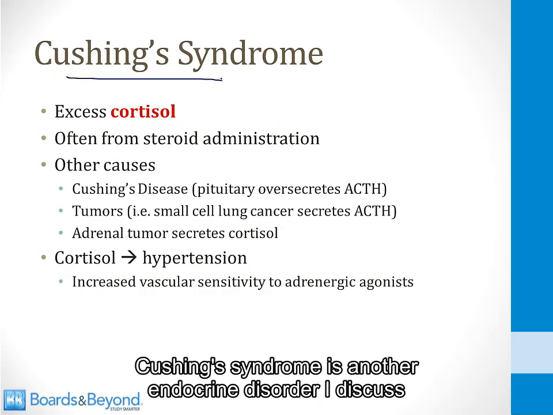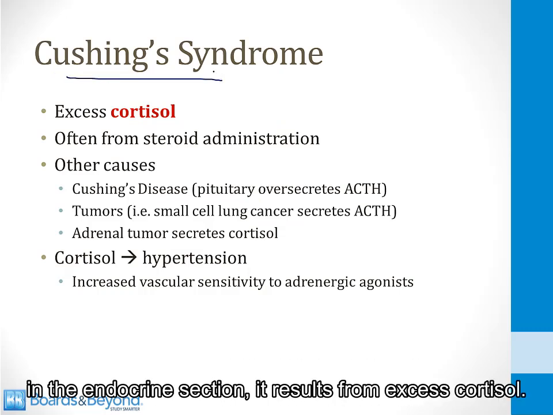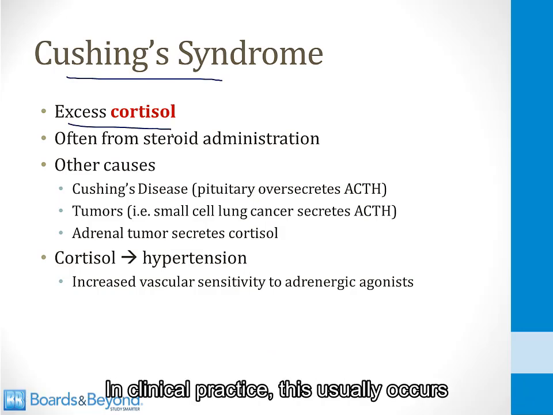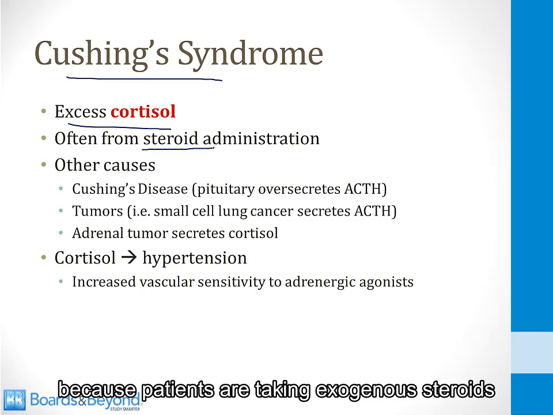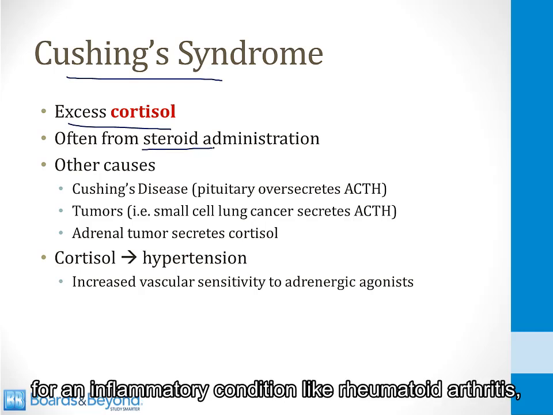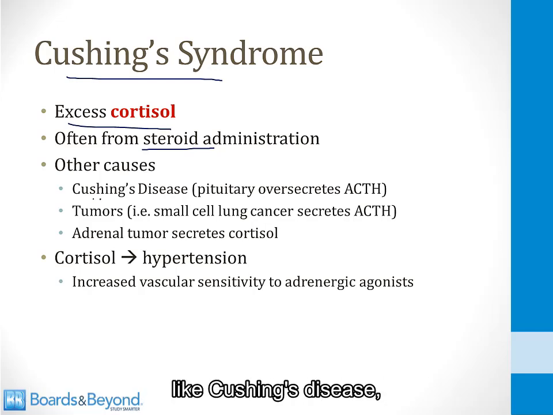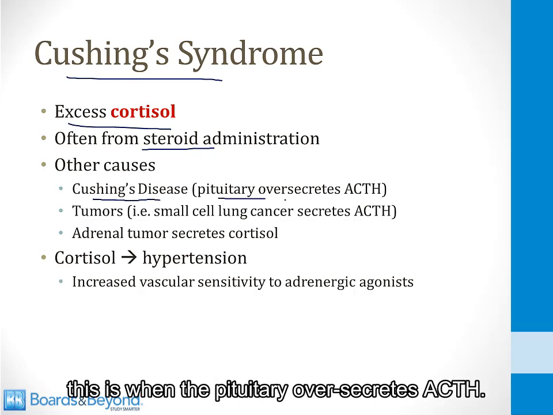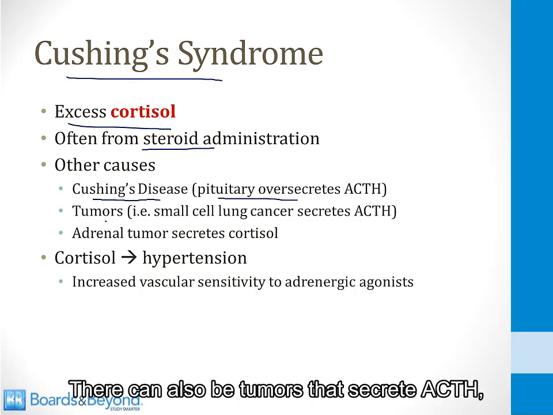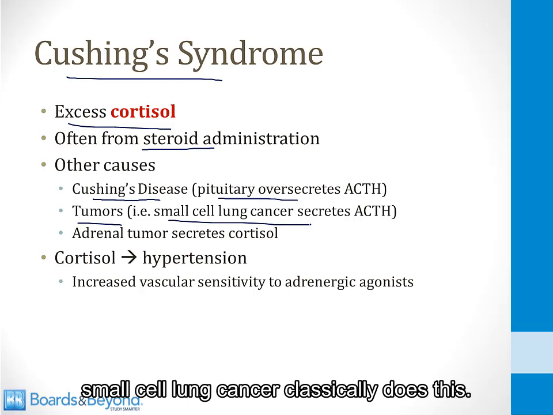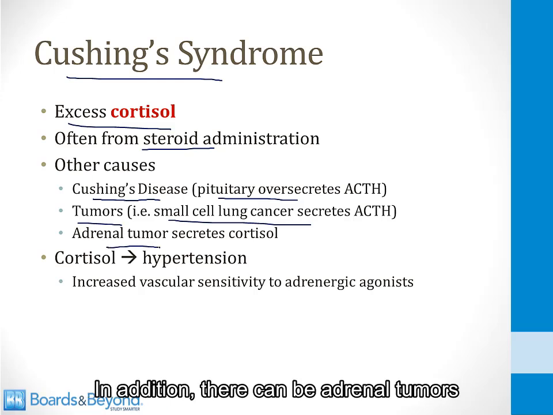Cushing syndrome is another endocrine disorder I discuss in the endocrine section. It results from excess cortisol. In clinical practice, this usually occurs because patients are taking exogenous steroids for an inflammatory condition like rheumatoid arthritis. However, it can also be caused by other disorders like Cushing's disease. This is when the pituitary oversecretes ACTH. There can also be tumors that secrete ACTH. Small cell lung cancer classically does this. In addition, there can be adrenal tumors that secrete cortisol.